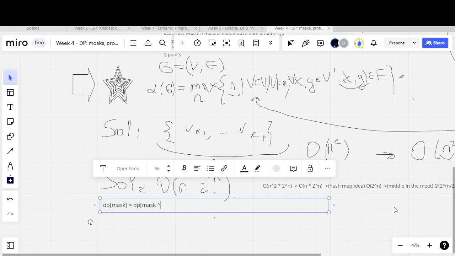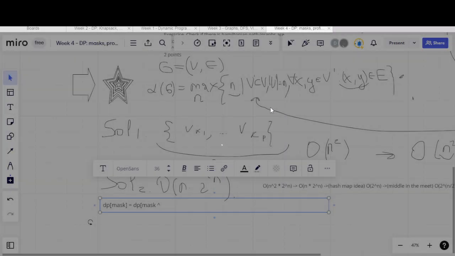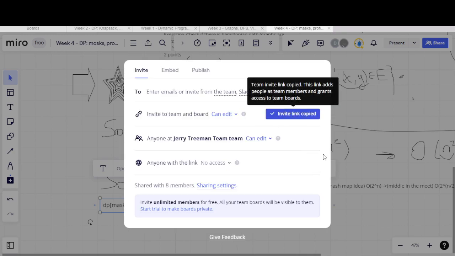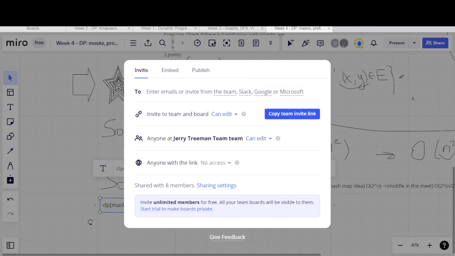Can you send the link, please? Okay, just one second. Discord. Okay. One second.